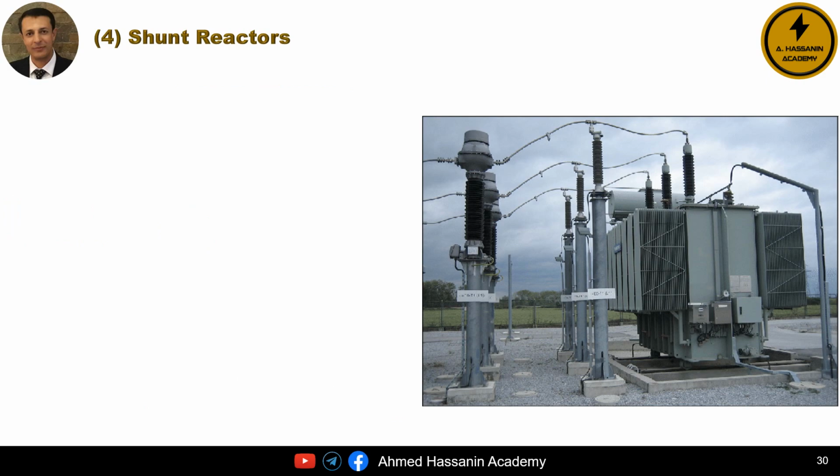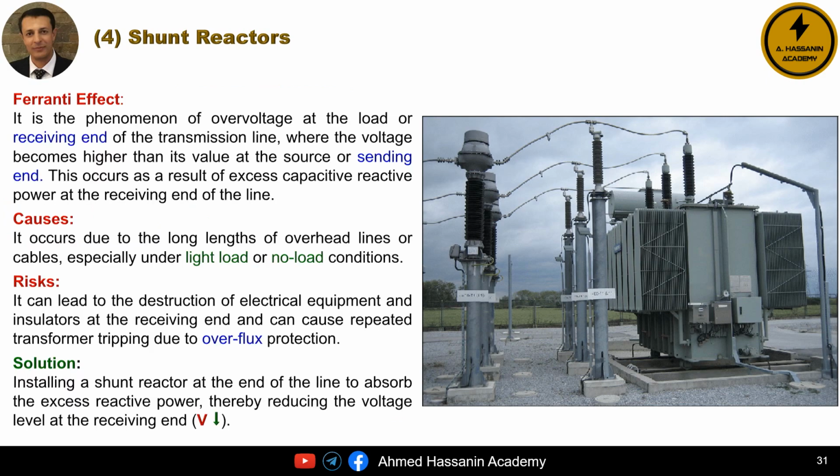Let us now talk about shunt reactors. To begin with, it is important to understand that the primary function of shunt reactors is to absorb reactive power, or more precisely, to absorb or draw capacitive reactive power at the end of long transmission lines. As we all know, there is the Ferranti effect, which is the phenomenon where, due to the long lengths of transmission lines, whether cables or overhead transmission lines, and especially during light loading conditions, there is a noticeable rise in voltage at the receiving end of the transmission line.